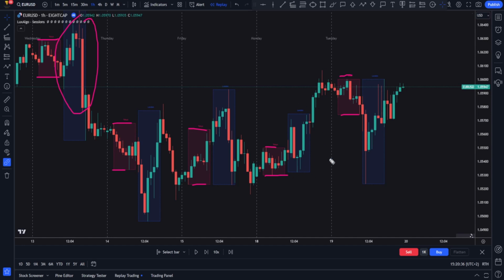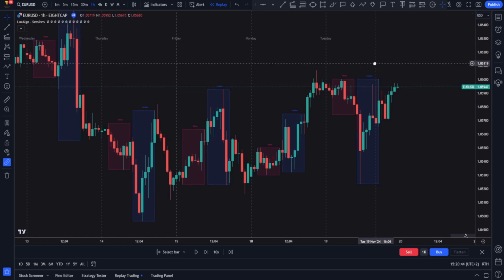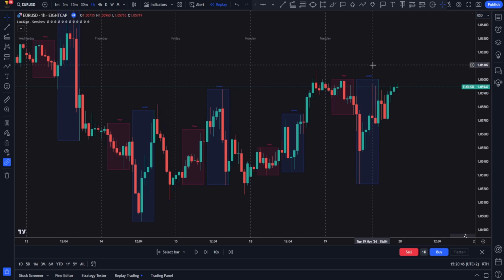We've got much bigger moves compared to the Asian session. So this is why we're going to be focusing to make our entries within the London session, because most of the time we will be closing those trades within the same day, in a matter of a few hours, actually a couple of hours maybe.